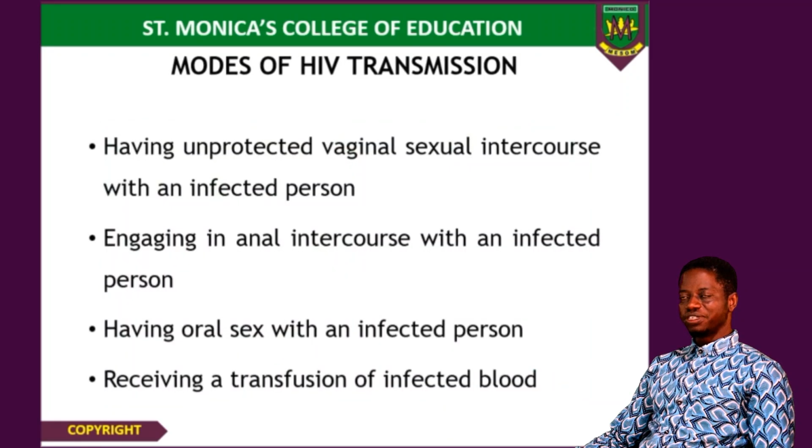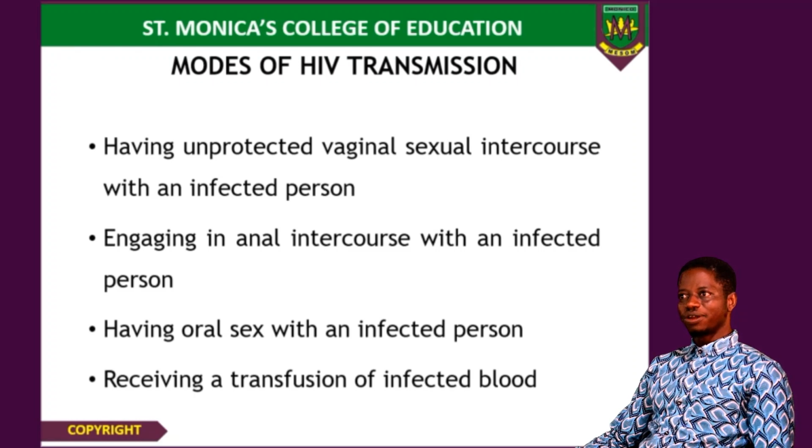Let's look at modes of HIV transmission. How do we acquire it? 1. Having unprotected vaginal sexual intercourse with an infected person. So take note. Anytime you're asked to state the modes of HIV transmission, take note of the keywords: having unprotected sexual intercourse with an infected person. Always add the infected person.